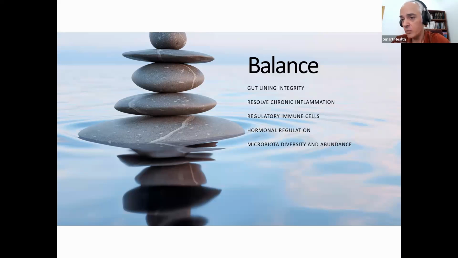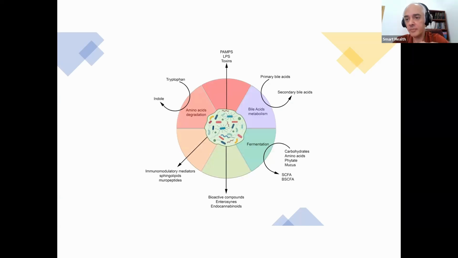So what are we after? We're after a balance, so that we make sure that the gut lining integrity is in place, we can resolve chronic inflammation, we can regulate immune cells and also have hormonal regulation in place. And this is done through microbiota diversity and abundance, with different bacteria having different functions, making different conversions, and all this together is the metabolic strength of our microbiome.